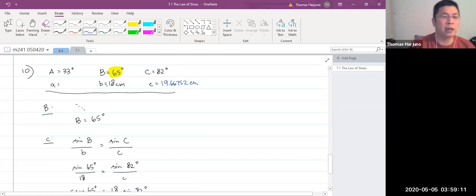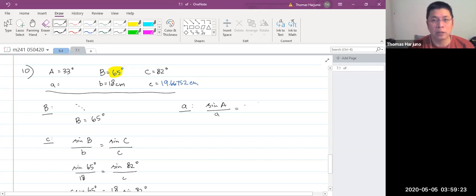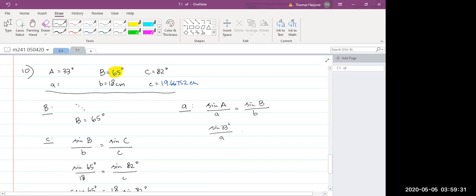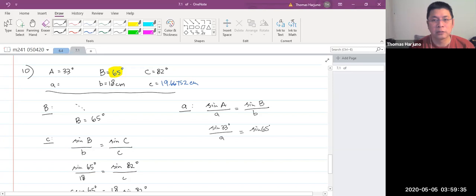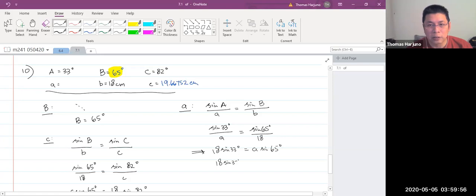Okay, now actually using the same idea, we will be able to find side A, is it right? Okay, sine A over A equals sine B over B. Sine 33 degrees over A equals sine 65 degrees over 18. Cross multiply: 18 sine 33 degrees equals A sine 65 degrees. So 18 sine 33 degrees over sine 65 degrees is equal to A. Then use calculator.